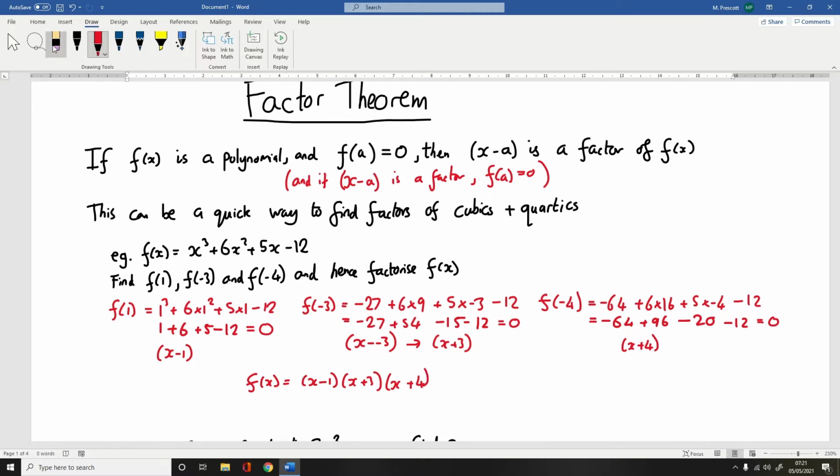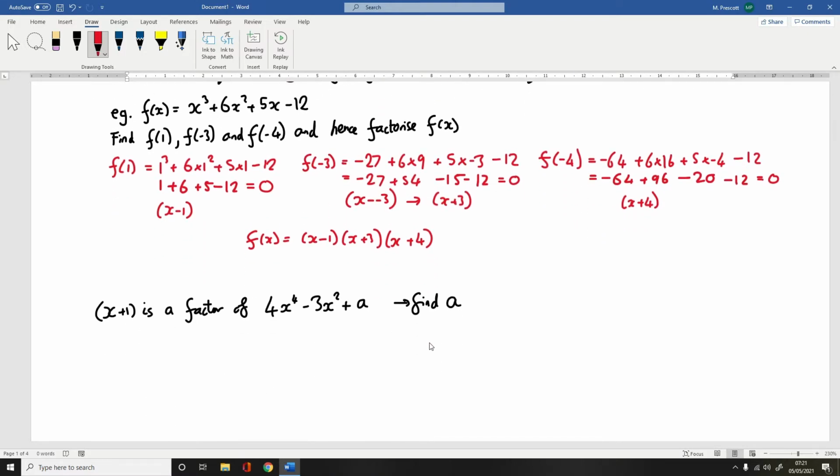Now, that is not the usual use of factor theorem, but hopefully it's an intro as to how we can actually deploy it. What's normally going to be the case is that we work out one factor and then we use some algebraic division after that, and we'll come into that in a little bit. So, let's look at another example of a question here.